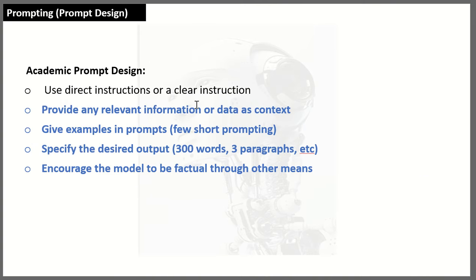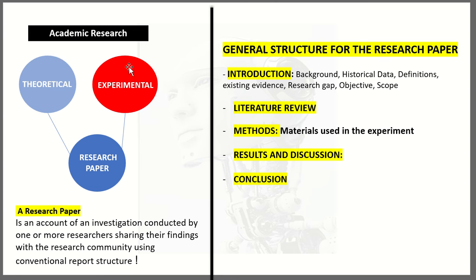So that is why we are going to do academic prompt design: use direct or clear instruction, provide any relevant information or data as context, give examples in the prompt, specify the desired output, and encourage the model to be factual through other means. So that is exactly what we are going to be doing in this course. Okay, this is the introductory aspect, and now what we're doing here is academic research paper.